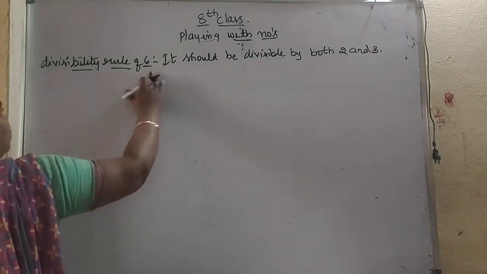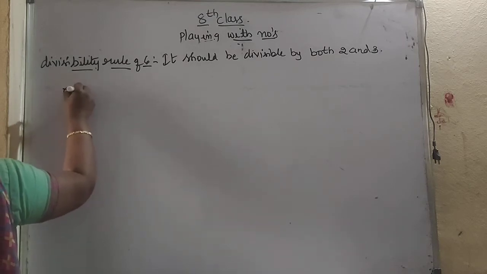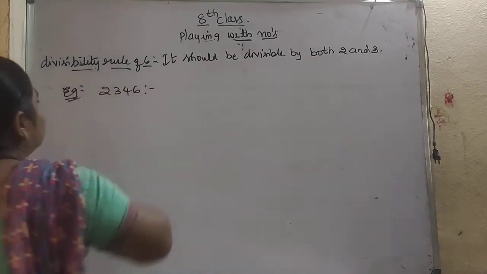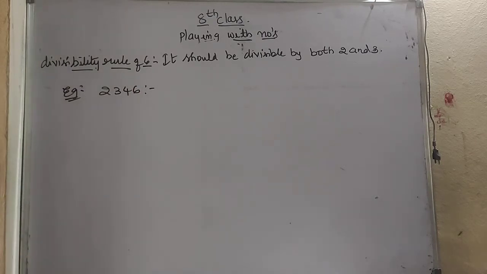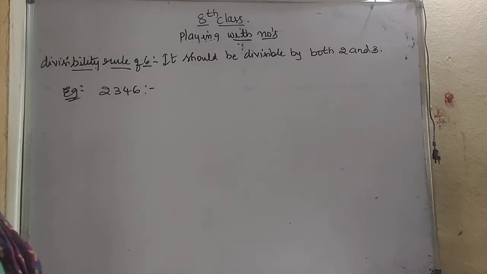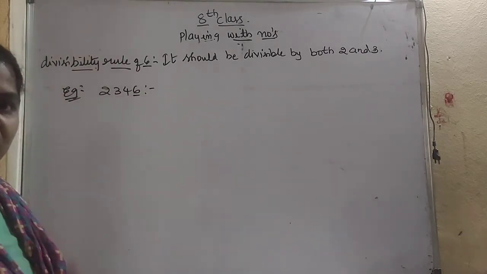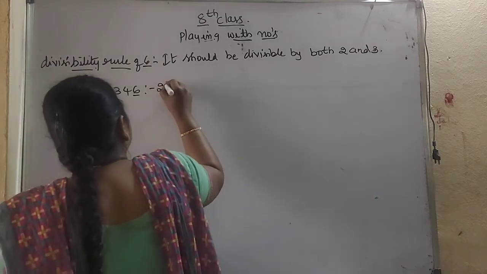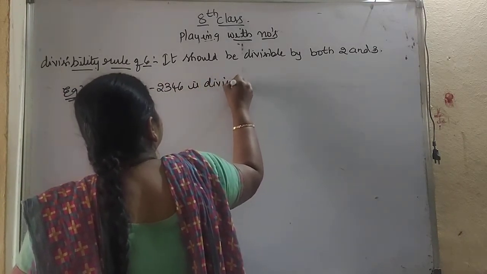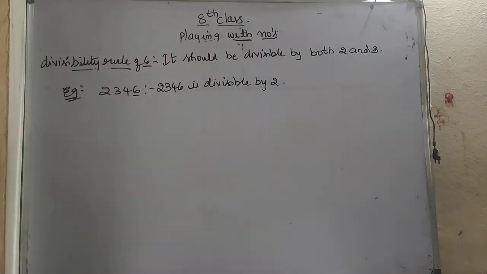Okay, so now I am taking one number, 2346. What is the divisibility rule of 2? The last digit should be an even number. What is the last digit here? 6, and 6 is an even number. So you can say 2346 is divisible by 2, because the last digit is an even number.